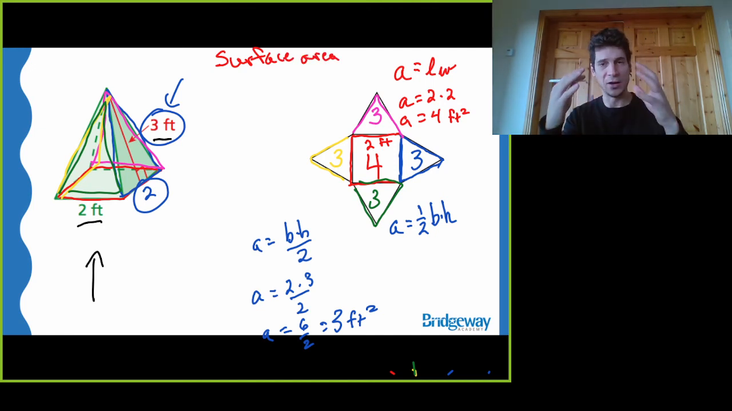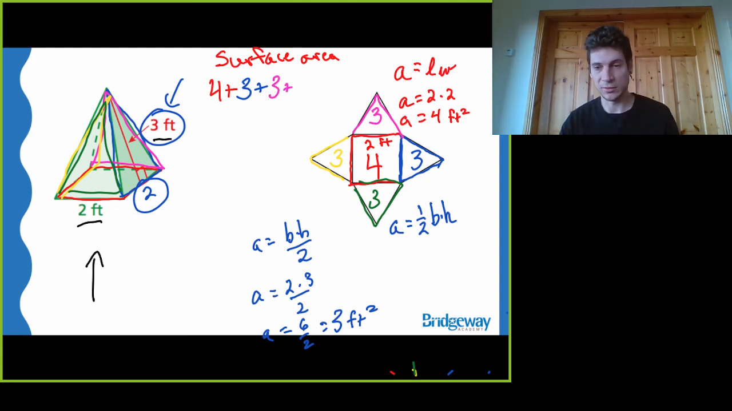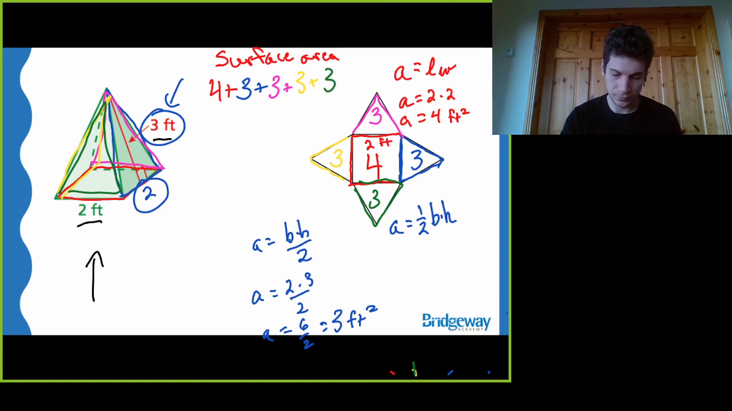So we need to add up the area of every side, including the base. We have 4 plus 3, the first triangle we found, and then, of course, the other ones, 3. And you'll see it's all the same color, so you can see which side I'm adding up. 4 plus 3 plus 3 plus 3 plus 3. So that is the entire surface area of this pyramid.